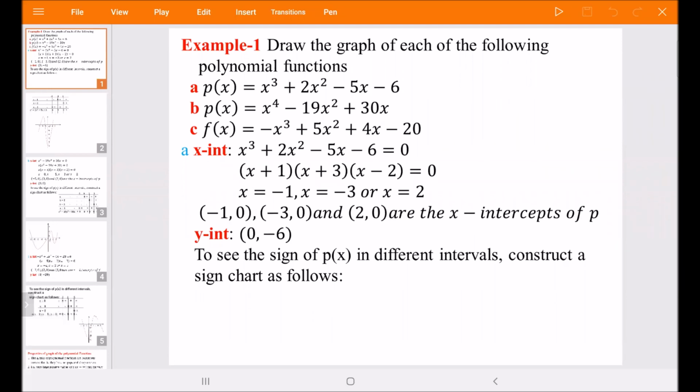If this is the case, then x plus 1 equals 0 gives us x equals minus 1. x plus 3 equals 0 gives us x equals minus 3. x minus 2 equals 0 gives x equals 2.